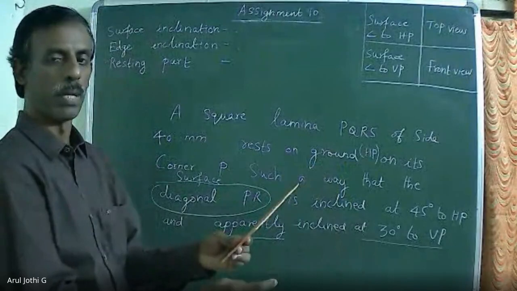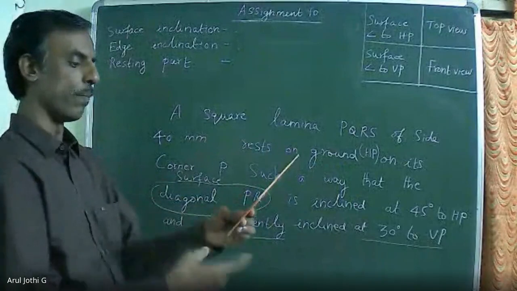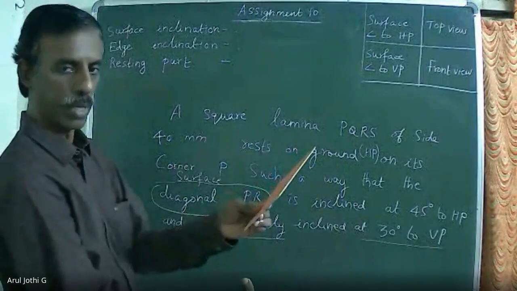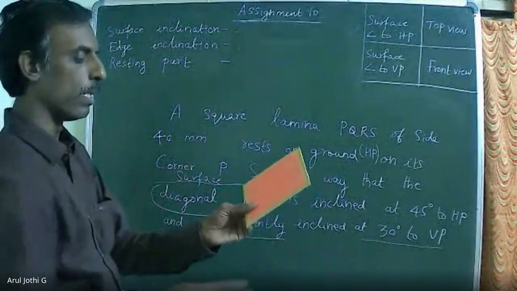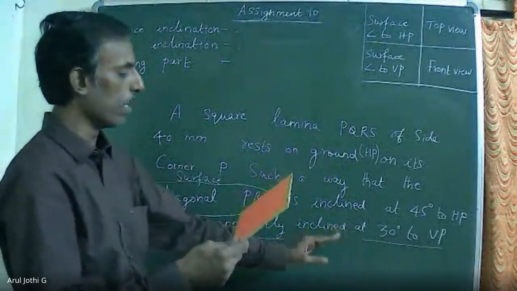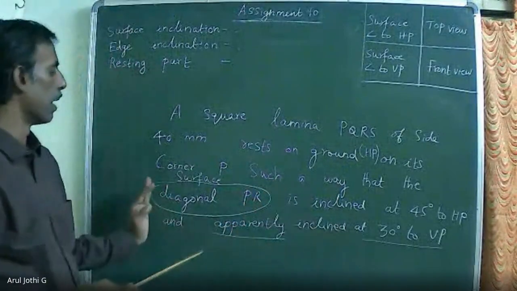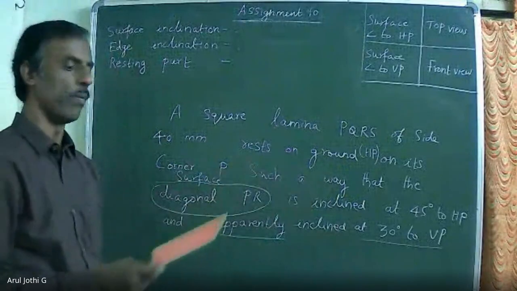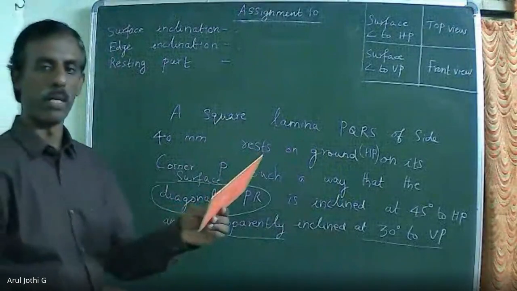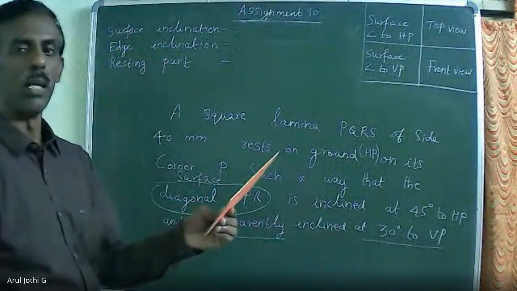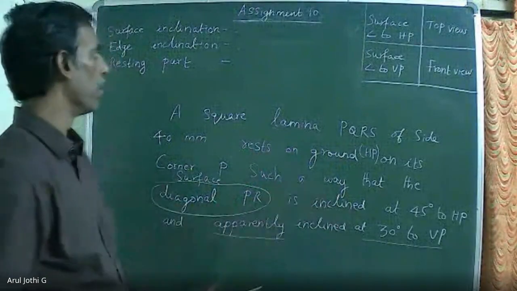Why is it called apparent inclination? In the front view, diagonal PR has its true length. In the top view, the apparent length will be available. That top view I am going to rotate in such a way that the diagonal PR is inclined 30 degree to VP. So when you read the condition, diagonal PR inclined 45 degree to HP means the plane is inclined 45 degree to HP. So you have to start with the top view. This is the apparent inclination that will be available in the final diagram.